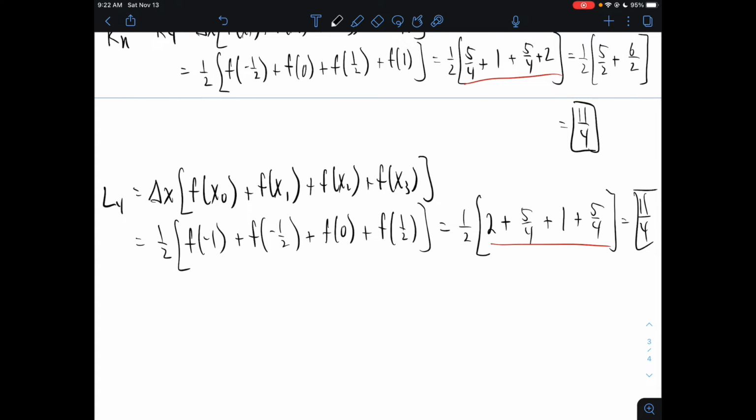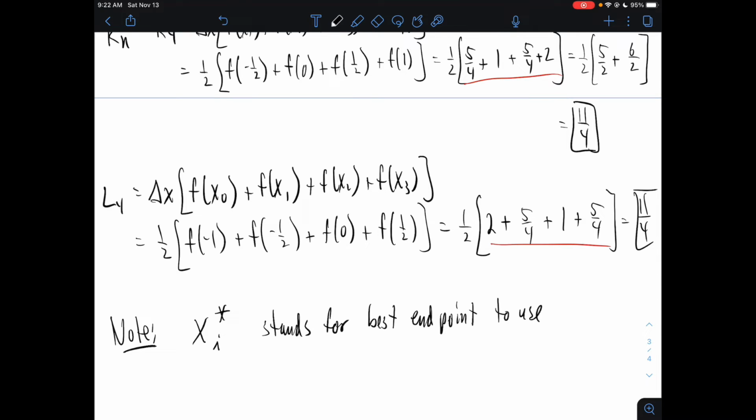They do make a note that you can find these estimations with any point in the interval. So x sub I star is a notation that they use for the best endpoint to use. Like if it's better to use right endpoints instead of left, x sub I star stands for that.